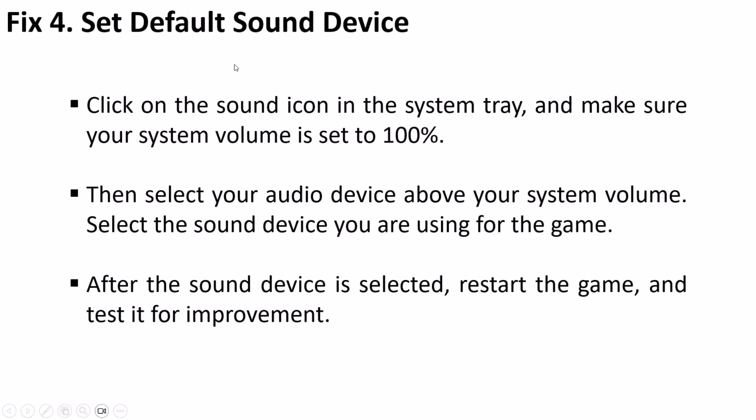Fix 4. Set default sound device. So click on the sound icon in the system tray and make sure your system volume is set to 100%. Then select your audio device above your system volume. Select the sound device you're using for the game. After the sound device is selected, restart the game and then test it for the improvement.